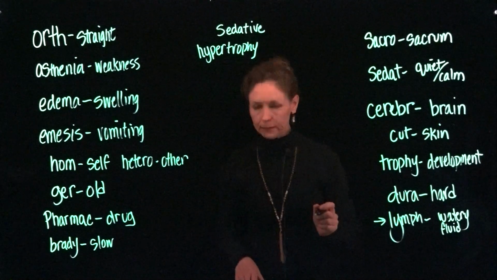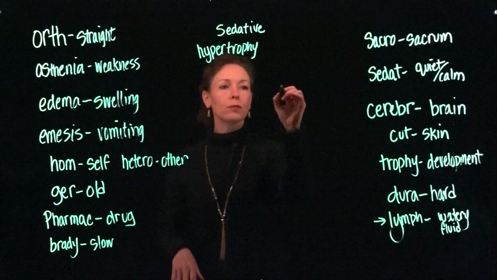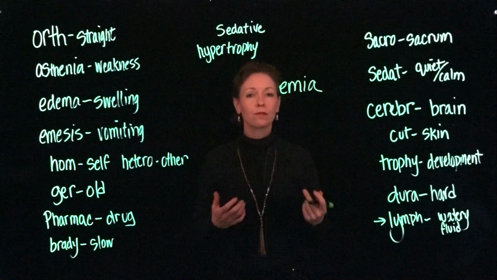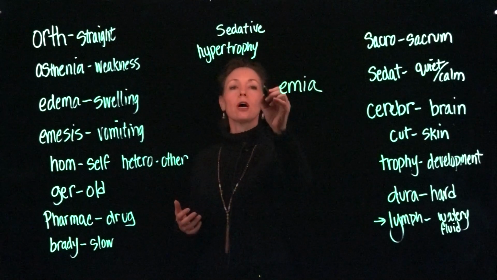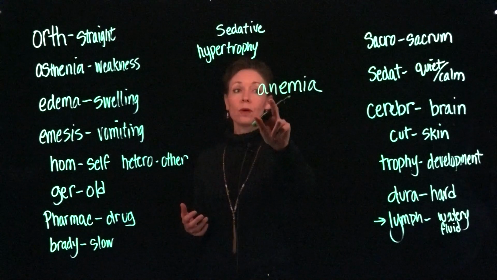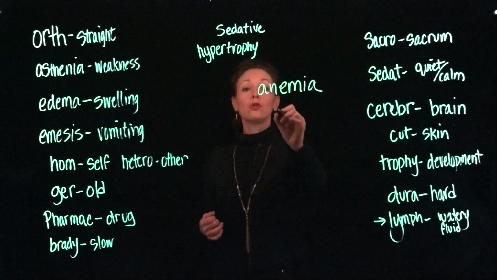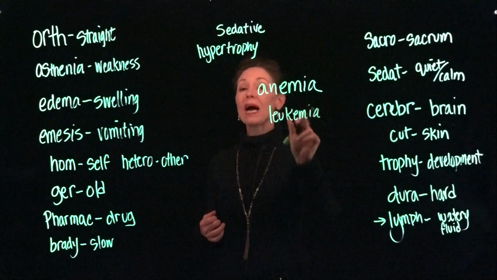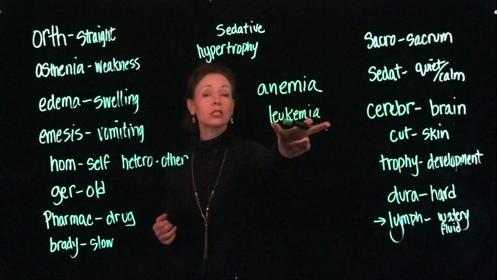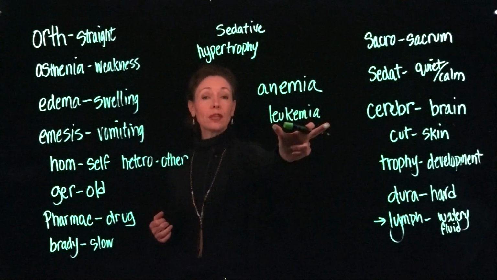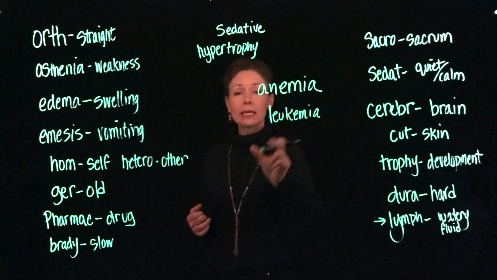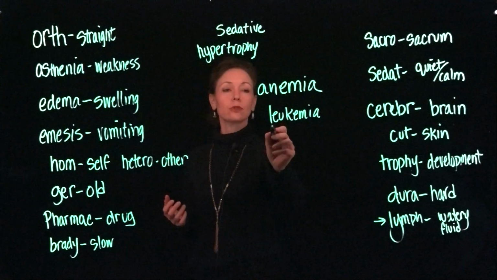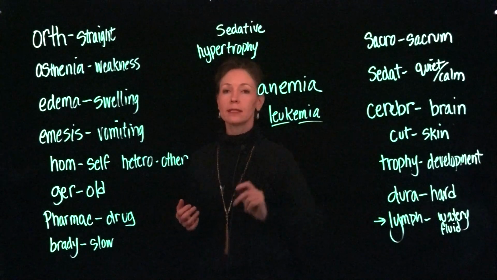An important root that we need is emia, and that refers to blood. So when we talk about anemia, without blood, right? Leukemia, white blood. So a patient with cancer, there can be leukemia, and it has to do with the white blood cells, because you'll remember leuc is white blood. Okay?